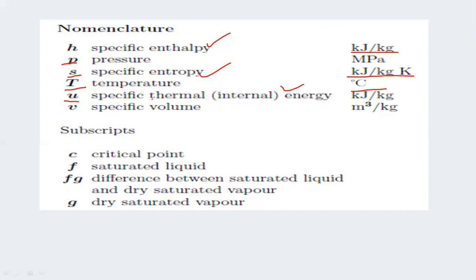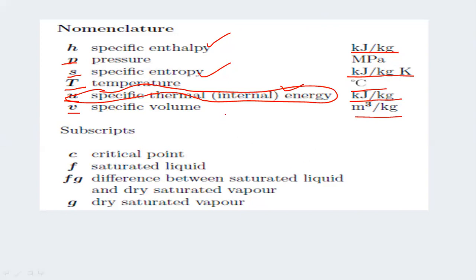So the specific internal energy, which is represented as a small u, its unit is also in terms of kilojoules per kg. And another thing is the specific volume, small v, its unit is meter cube per kg. This particular property, the specific internal energy, is available in some of the steam tables, and in some steam tables these values are not available. So when they are not available, how can you get these values? You have to use one equation.